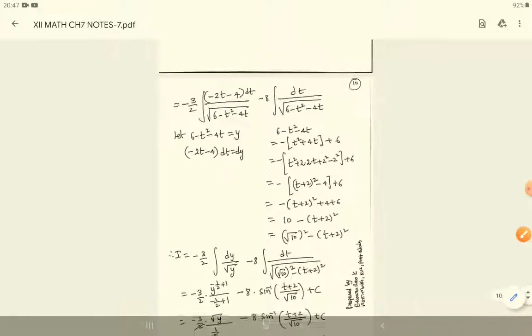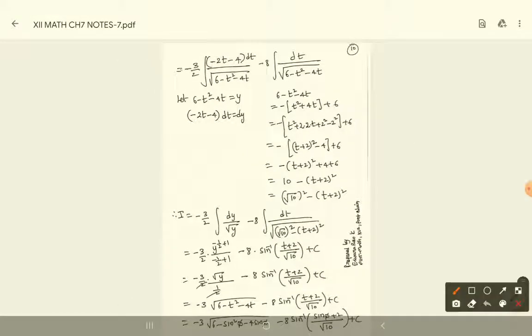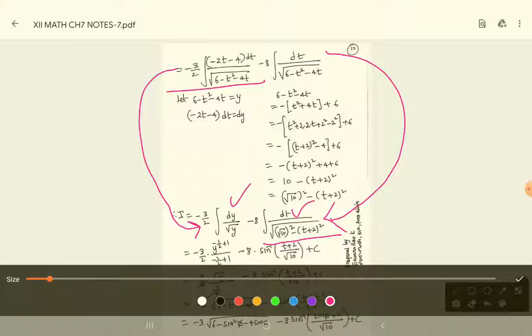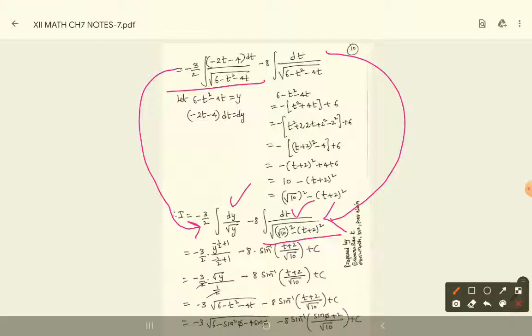Now if you see what we did here, this one can be written as minus 3 by 2 dy by root y. This one can be written as minus 8 integration dt by root over ((root 10) whole square minus (t plus 2) whole square). This is the sine inverse formula. The second one is the sine inverse formula. The first one is the y power minus 1 by 2 formula, y to the n, n plus 1 by n plus 1. Then substitute what is y, what is t, write the final answer, then you get the right answer.